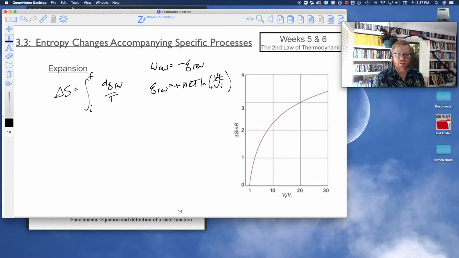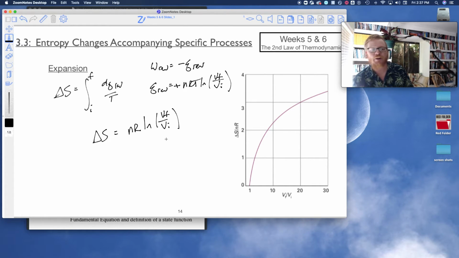And thus, when we plug this in, and we take dq of that, and we integrate it, divided by T, then that leaves us with delta S for expansion is just nR times natural log of VF over VI, okay? And here you can see this plot. This is showing you in this reduced variable space, right? So on the x-axis, it's showing you the ratio of VF over VI. And on the y-axis, it's showing you delta S divided by nR. So really, you're just seeing the logarithmic relationship there, okay?